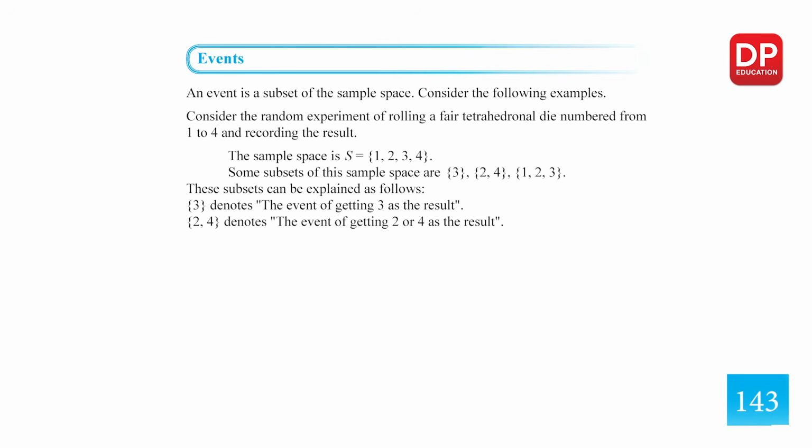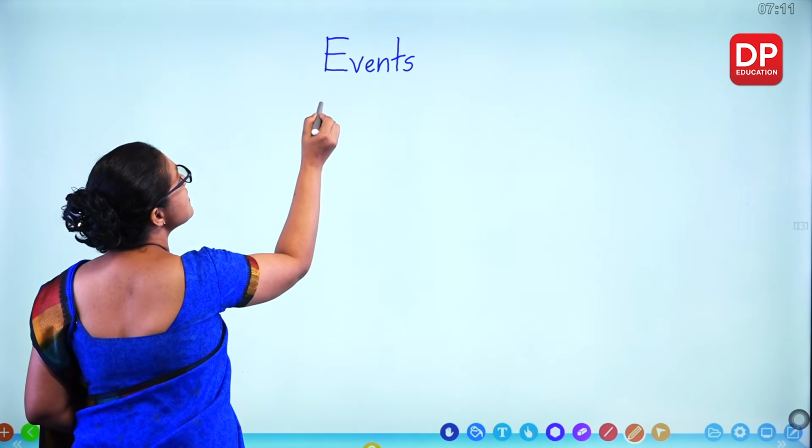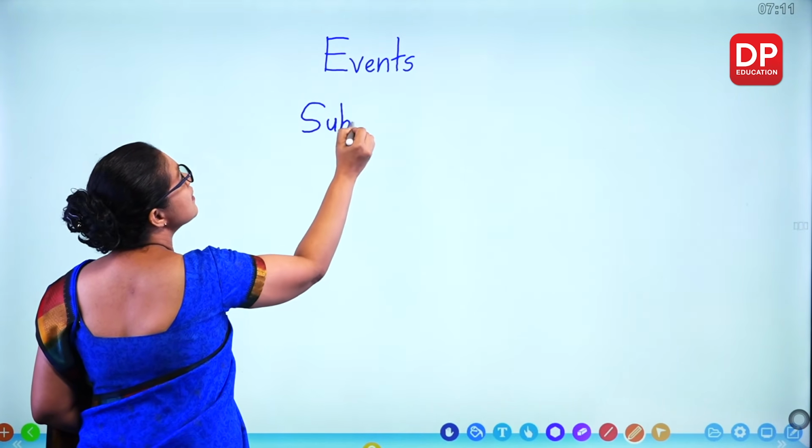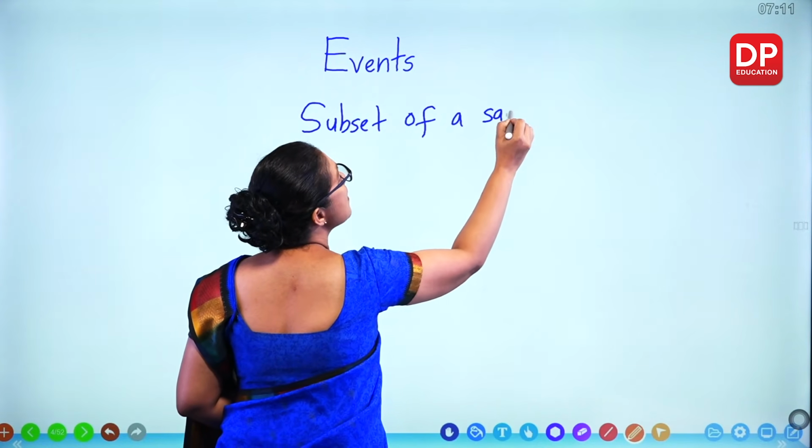Now we'll look at what events are. So events are a subset of a sample space.